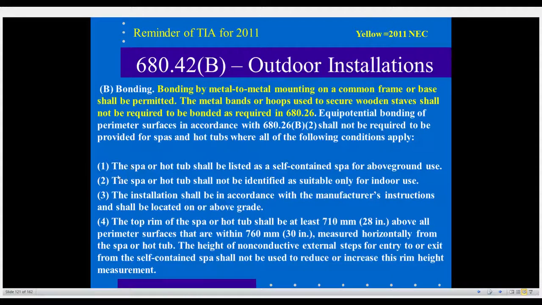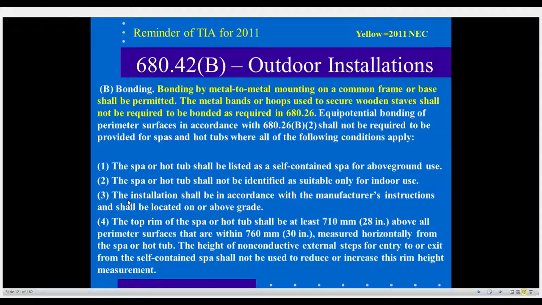Number 1. Now, if your spa or hot tub is listed as a self-contained spa for above ground use, you've got to make sure that's the case. And that picture we saw earlier is an above ground spa. All right, that was an above ground hot tub. Okay, so that one's good. Check. Next, 2, it says the spa or hot tub shall not be identified as suitable only for indoor use. Okay, so if it says suitable only for indoor use, then you can't use it outside. Kind of kills this anyway. So you've got to make sure that it's okay for use outdoors as well.